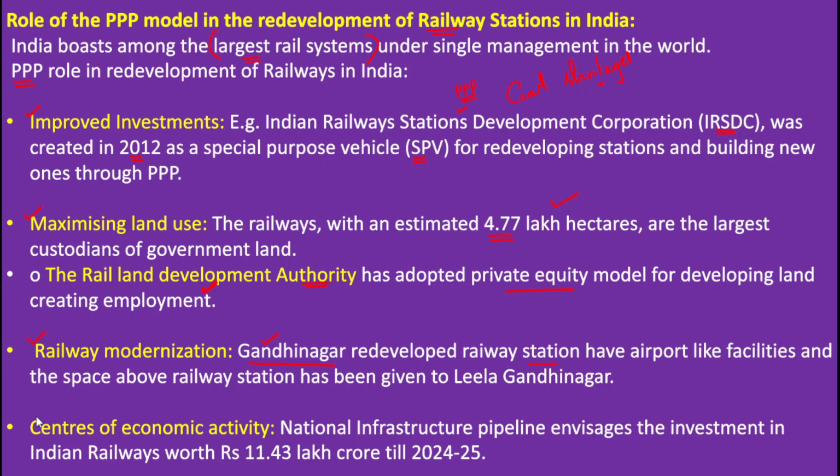After that, we have to look at railway stations as centers of economic activity as well. For example, the government has launched the National Infrastructure Pipeline. What is the objective of the National Infrastructure Pipeline? Through this initiative, the government is planning to develop or revamp the infrastructure in the country. It envisages investment in Indian Railways worth 11.43 lakh crore till 2024-25.